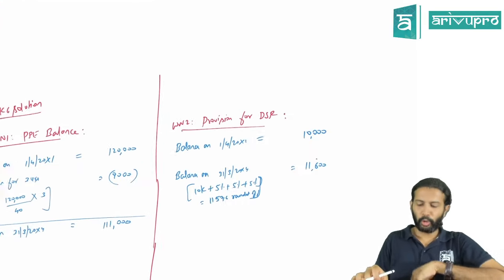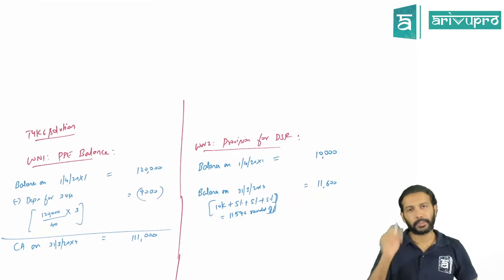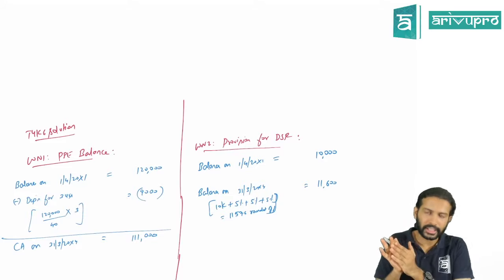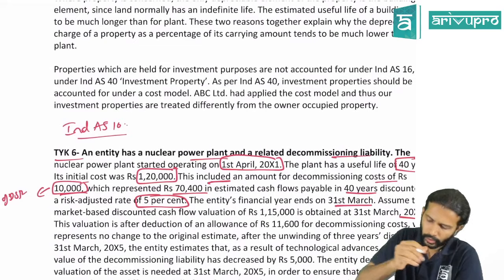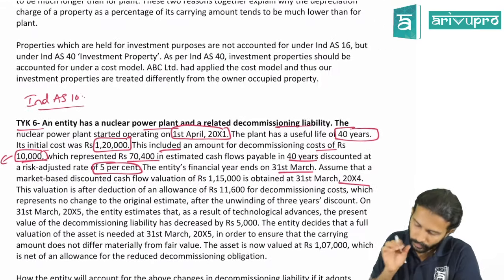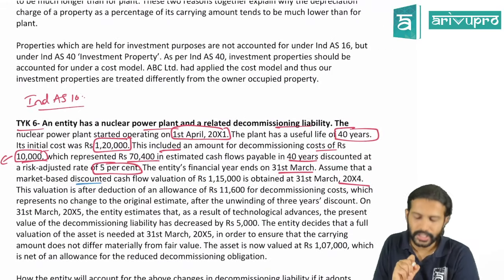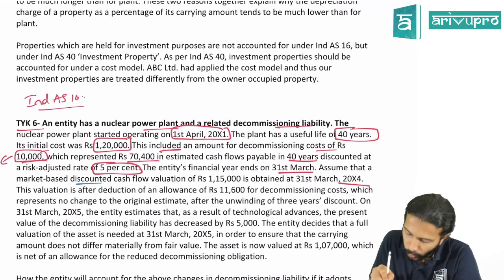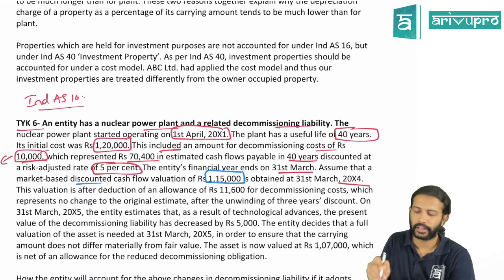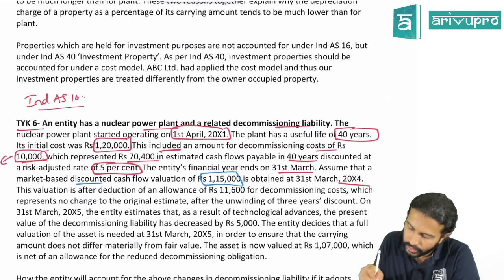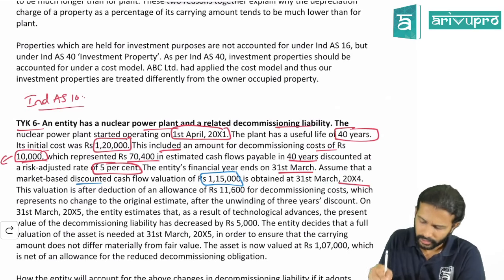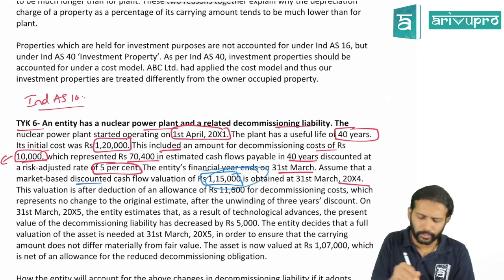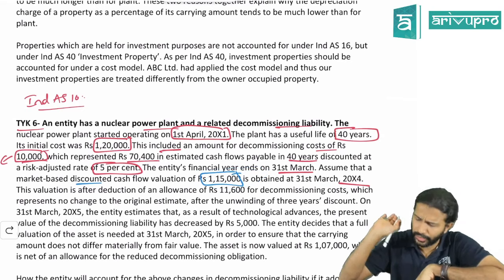So both after 3 years from the initial recognition, we have ascertained the balance of PPE and provision for DSR. Both we have got it. Okay, let's come back to the question now. Assume that the market-based discounted cash flow valuation of 1,15,000 is obtained on 31st March 20x4. All right. So they have given some market value. So that means the fair value they've given. They're saying in the market, if you sell this asset now, you'll get 1,15,000 based on some valuation technique.